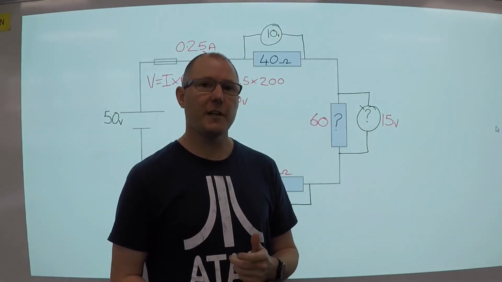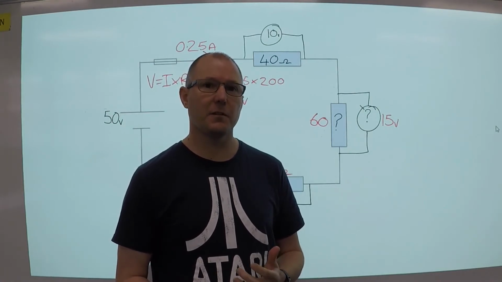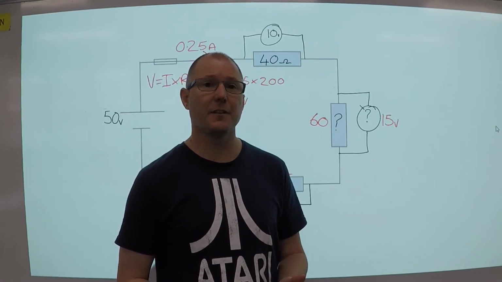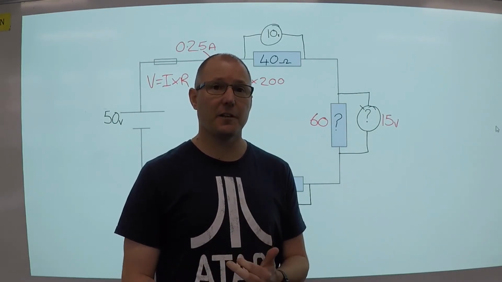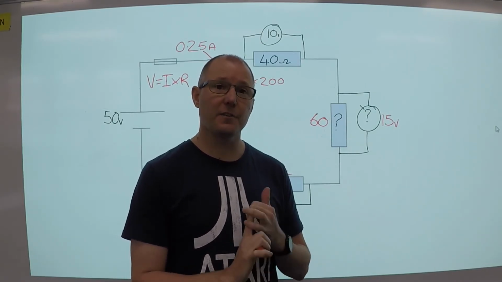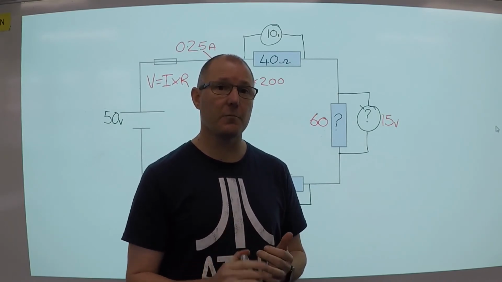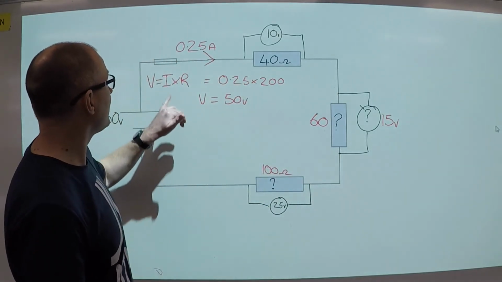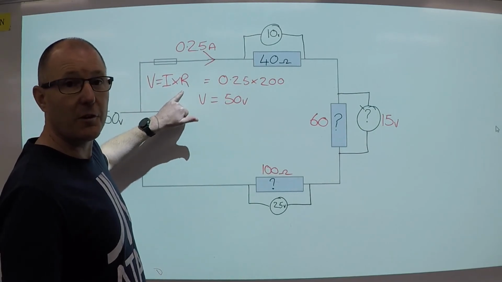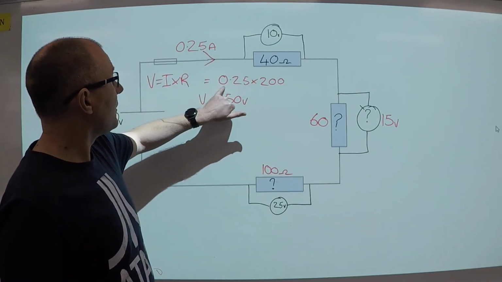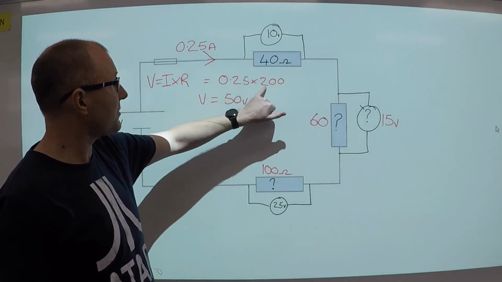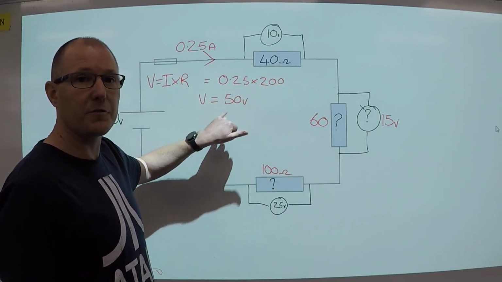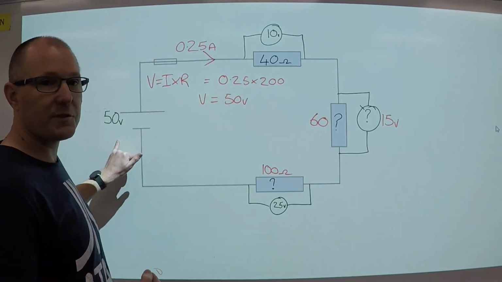Okay, so we can actually check to make sure our calculations are correct. If we take the total resistance and the current, we can work out the supply voltage using Ohm's law. So let's have a look. V equals I times R. The current of 0.25 multiplied by the total resistance, which is 200, equals 50 volts. And that's what we started off with.